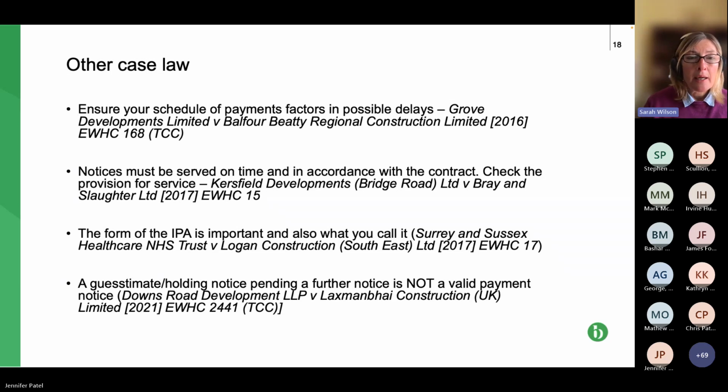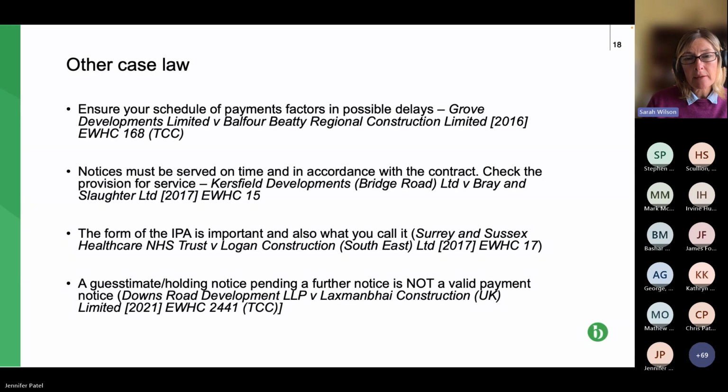I say clever wording because it needs to be fairly comprehensive. The next case, so the second bullet point, is the 2017 case of Kersfield and Bray Slaughter. And in this case, the court said that the notices must be served on time. Well, we've already looked at that, and in accordance with the contract. So check the provisions for serving notices in particular.